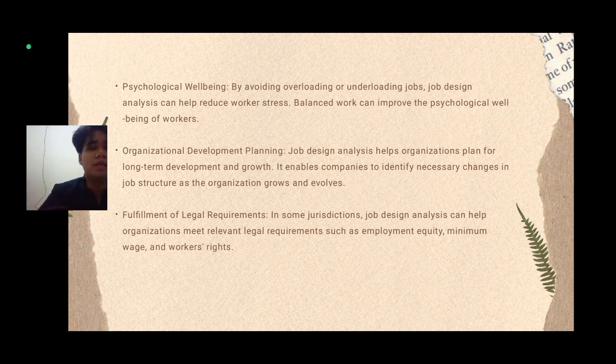Organizational development planning. Job design analysis helps organizations plan for long-term development and growth. It enables companies to identify necessary changes in job structure as the organization grows and evolves. Fulfillment of legal requirements. In some jurisdictions, job design analysis can help organizations meet relevant legal requirements such as employment equity, minimum wage, and worker rights.